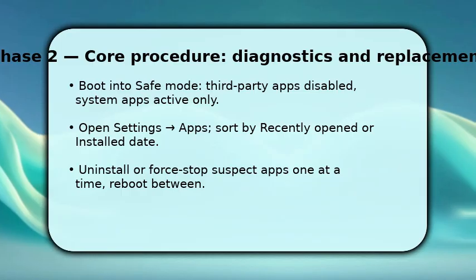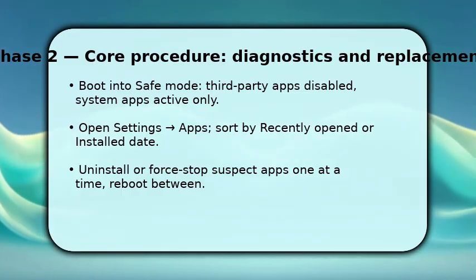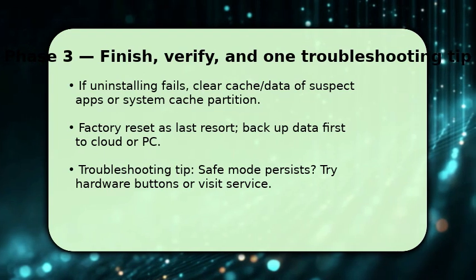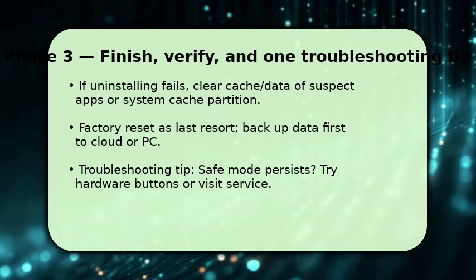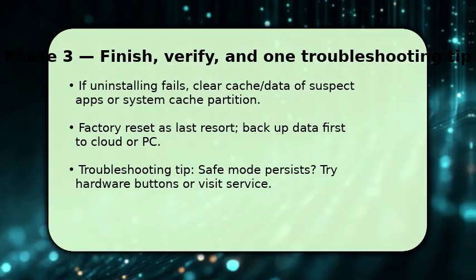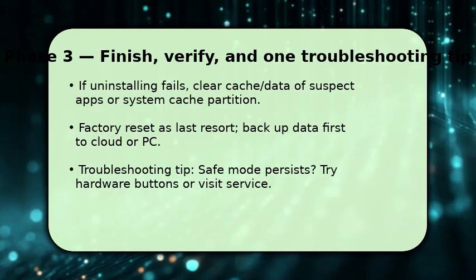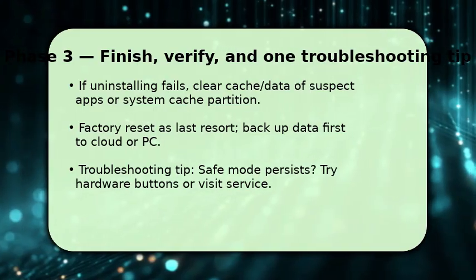If removing apps doesn't resolve it, clear the app cache and data, and consider wiping the system cache partition. This often fixes corrupted temporary files. Backup important data, because if nothing else works, you should perform a factory reset as a last resort. Make sure your photos and contacts are saved.